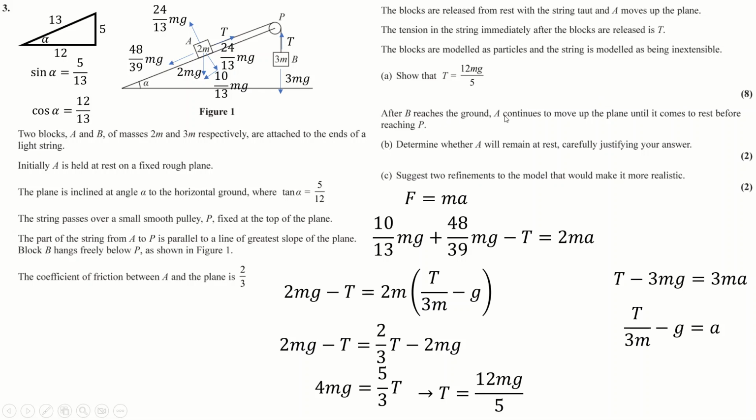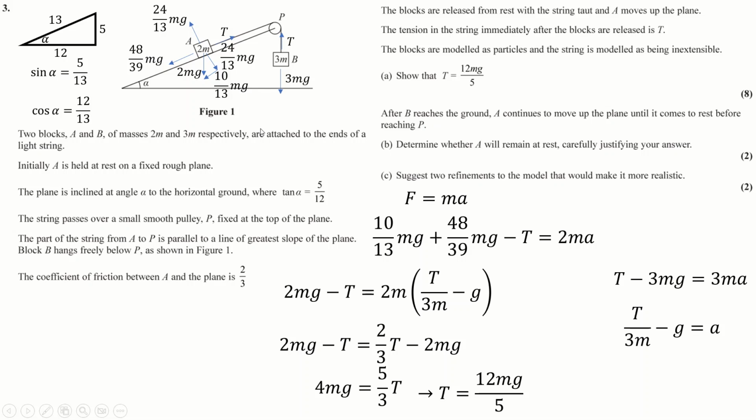After B reaches the ground, A continues to move up the plane. So B smacks into the ground, thus removing any force coming downwards and any tension going upwards. So this tension is going to drop out. A is just going to start moving freely. And the question is actually going to move.